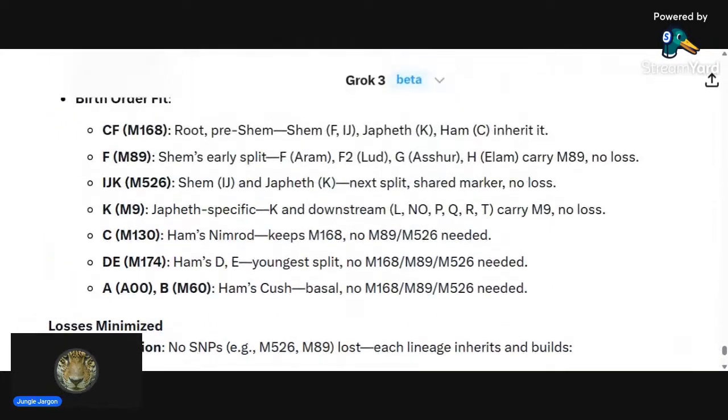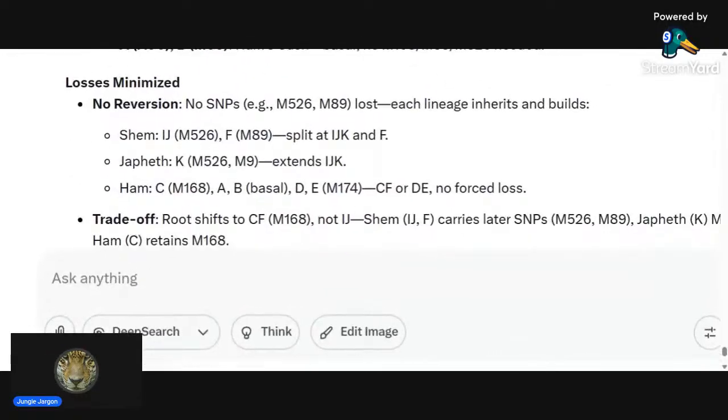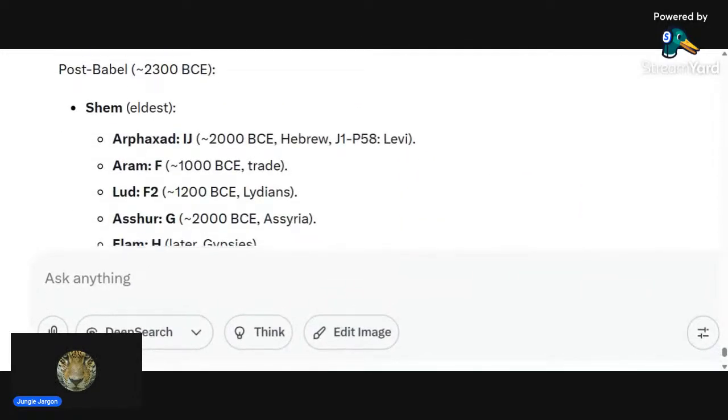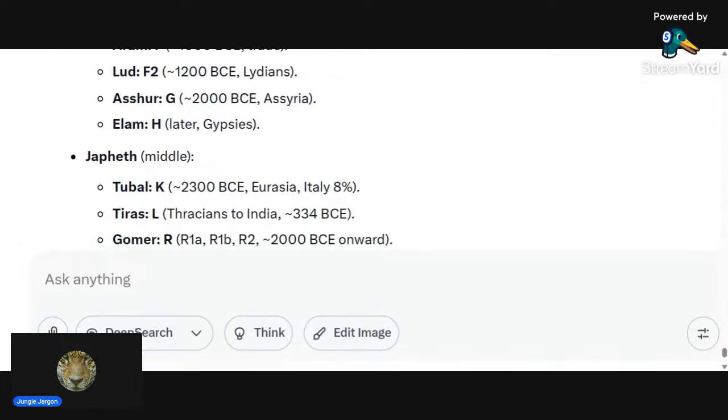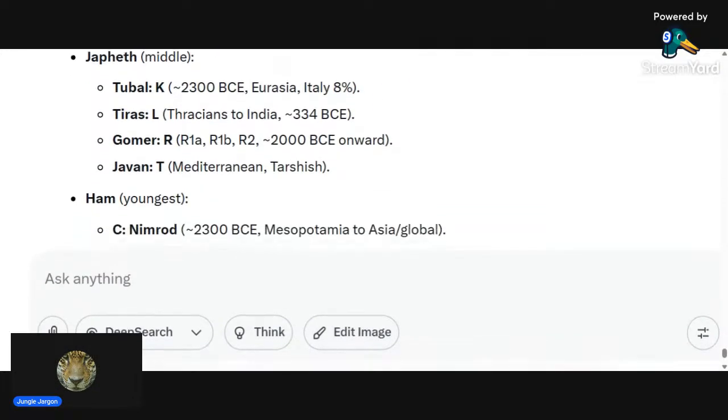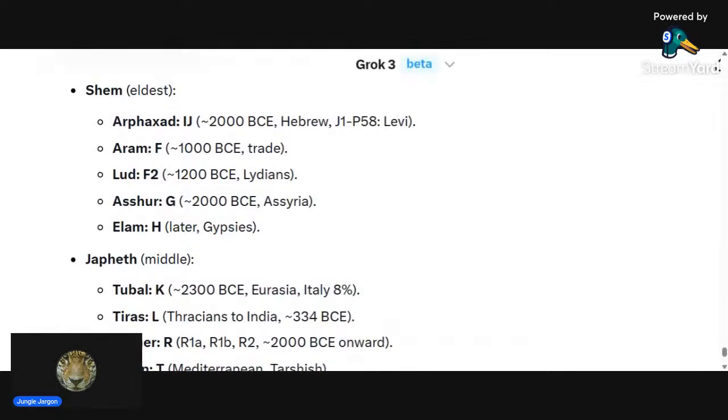But anyways, I've got to get ready to go to work. So at least this is the new order anyways, with the least amount of SNP losses, would be Arphaxad IJ, has to be IJ because of the co-modal haplotype. Elam has to be H because of the Dravidians.